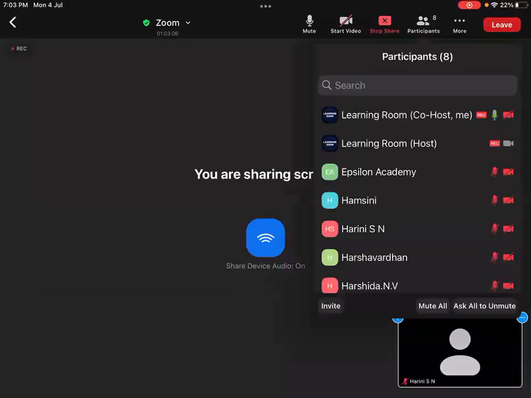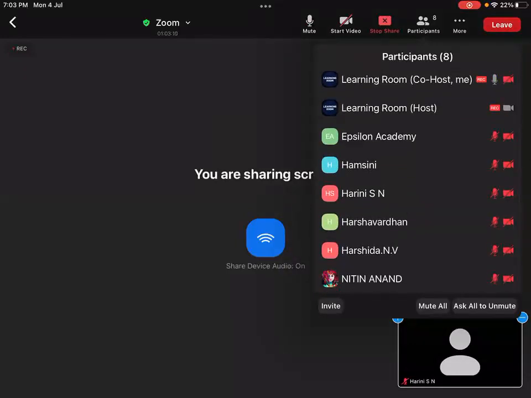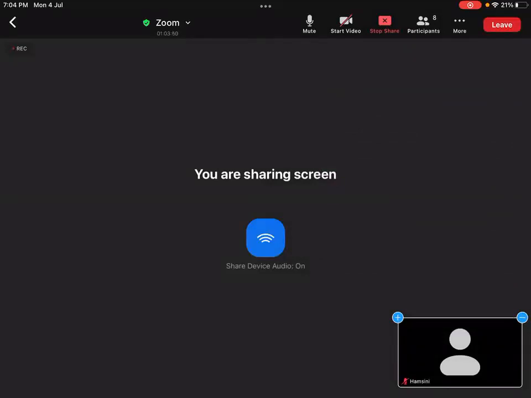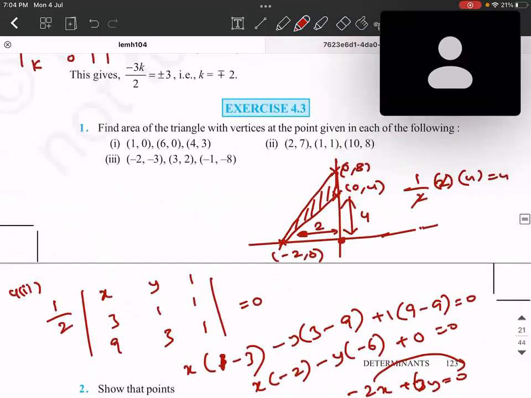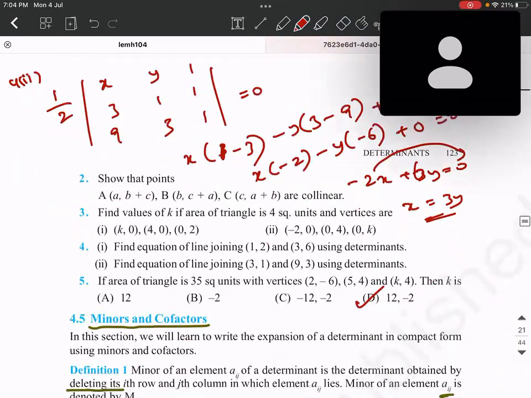Those who are online, I hope you could understand. Hamsini, Harini, Harshavardhan, Harshita, Nitinanand, are you guys clear? Yes, sir. You were on mute the whole time, sir. I didn't leave, actually. There was a network connection problem. After that I logged off and I thought I was audible. Did you understand now how to solve? I didn't teach anything. It's about exercise 4.3. I hope it is clear.